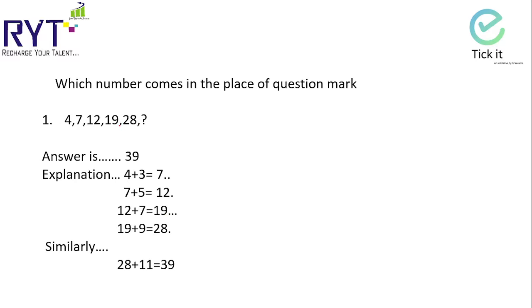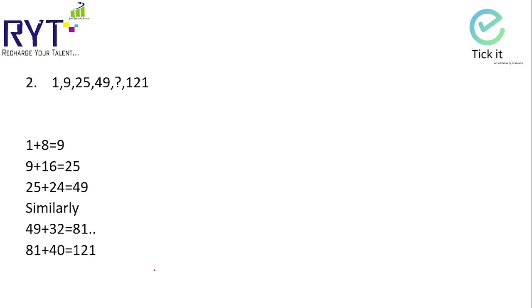Very simple. What is the difference between 4 and 7? It is plus 3. What is the difference between 7 and 12? 5. Difference between 12 and 19? 7. So the differences are 3, 5, 7, 9. If you observe the differences 3, 5, 7, 9, the next difference should be 11. So 28 plus 11, 39. This is the simple logic. Okay. Plus 3, plus 5, plus 7, plus 9. So next it should be plus 11. That's it. Let us go to the next number.